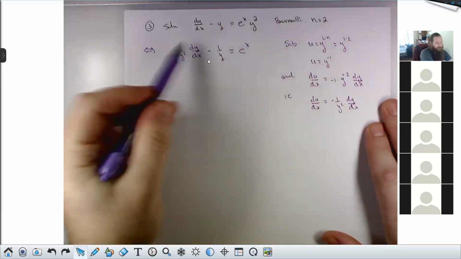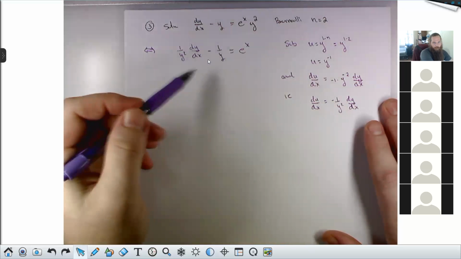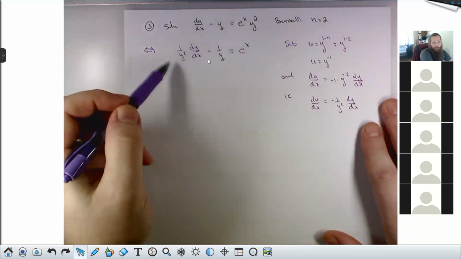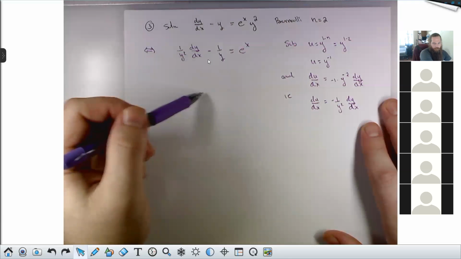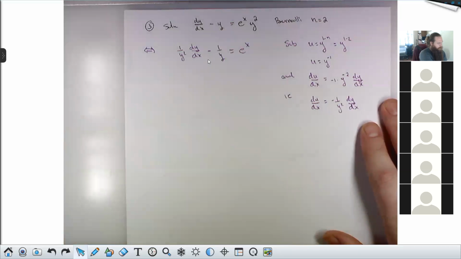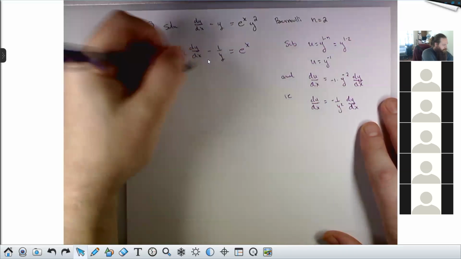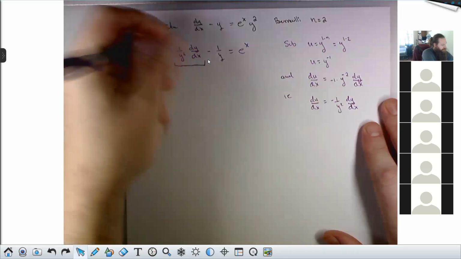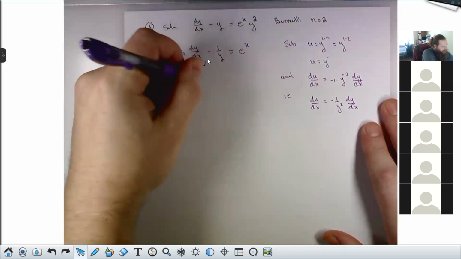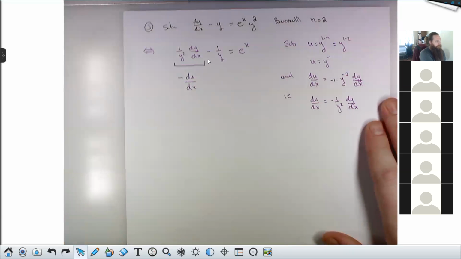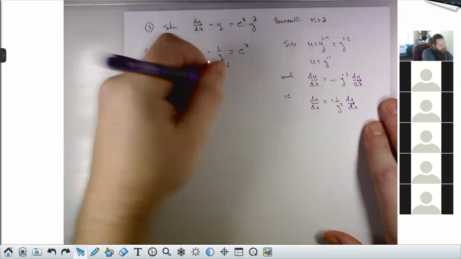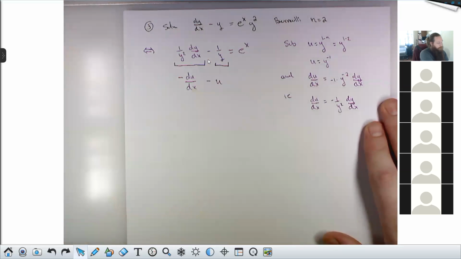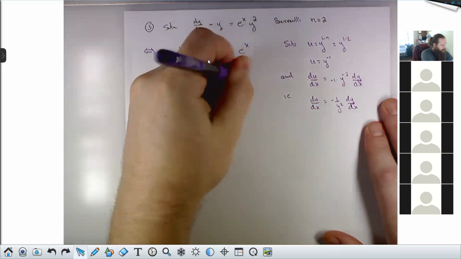And again, I hope that you can see why it's nice to write things in this way, why it's nice to divide through by y to the n. Here you have 1 over y squared times dy/dx, and over here you have negative 1 over y squared times dy/dx. So you see that this piece is negative du/dx. This piece is u, so this is minus u. And then the right-hand side just stays e to the x.